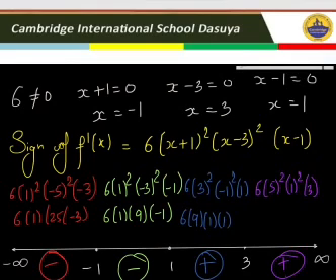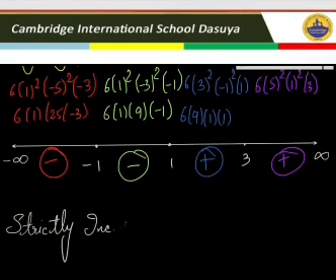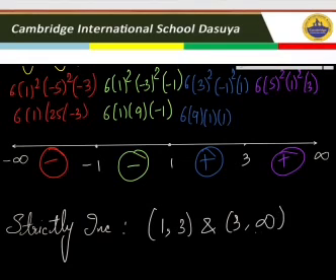Now see: negative, negative, positive, positive. So from the intervals, let's see in the table. Where the sign is positive, that function is strictly increasing. So it is strictly increasing in 1 to 3 and 3 to infinity.